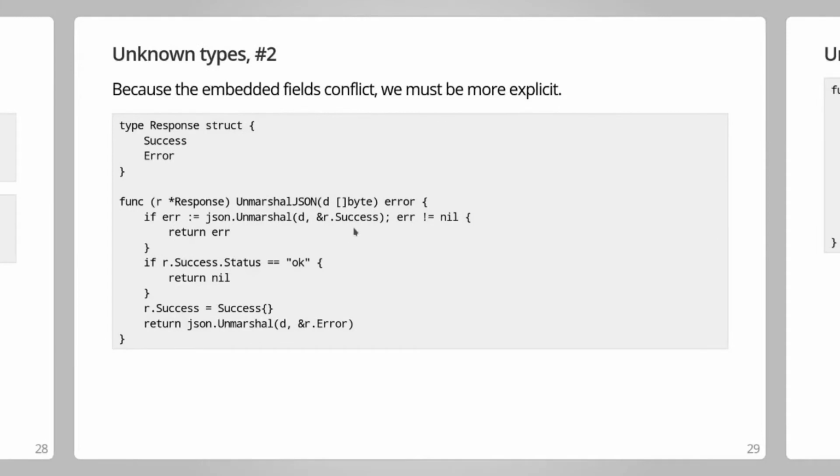So after we've unmarshaled to success, we check the success status value. If it's okay, as we expect for success, then we're done. We return nil. If we get any other value, we assume it's an error. So then we set the response.success value to a zero value, and then we unmarshal to error.